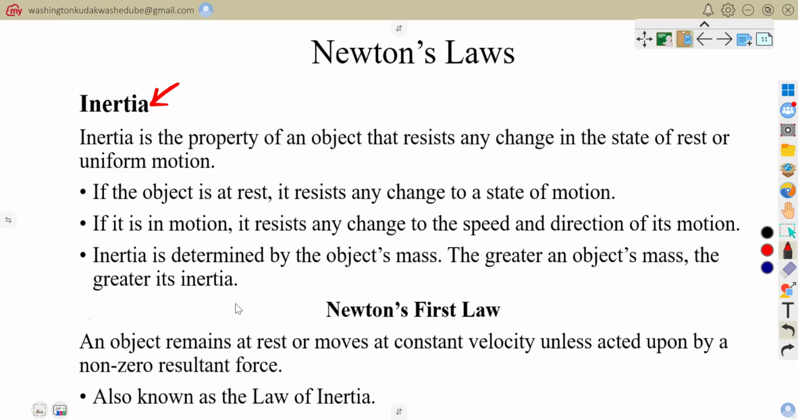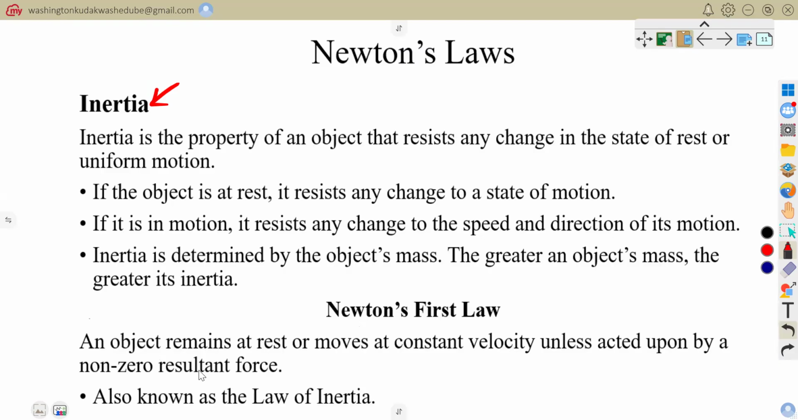Newton's law tells us that an object will remain at its state of rest or at its state of motion unless it is acted upon by a non-zero resultant force. So we are simply saying that if there is no resultant force greater than zero acting upon that object, it will remain moving or else it will remain at rest. That is what Newton's law says.